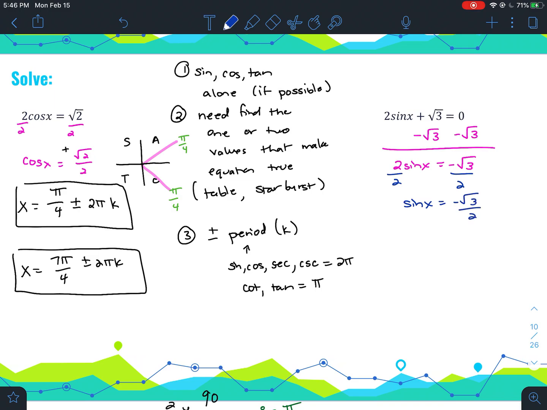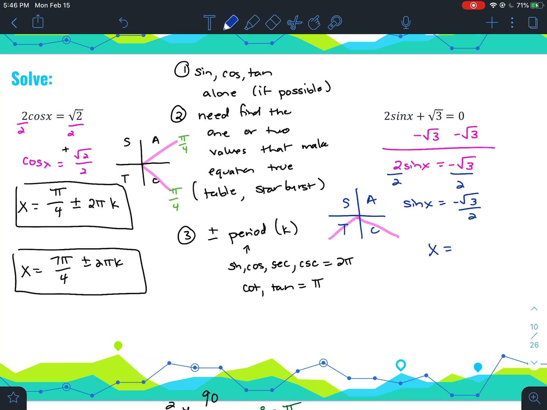So we want to find the 2 places where sine would be negative square root 3 over 2. Well, sine is negative. So what quadrants is sine negative in? Well, sine is negative in the third quadrant and the fourth quadrant. And now we want from our table, when is sine square root 3 over 2?